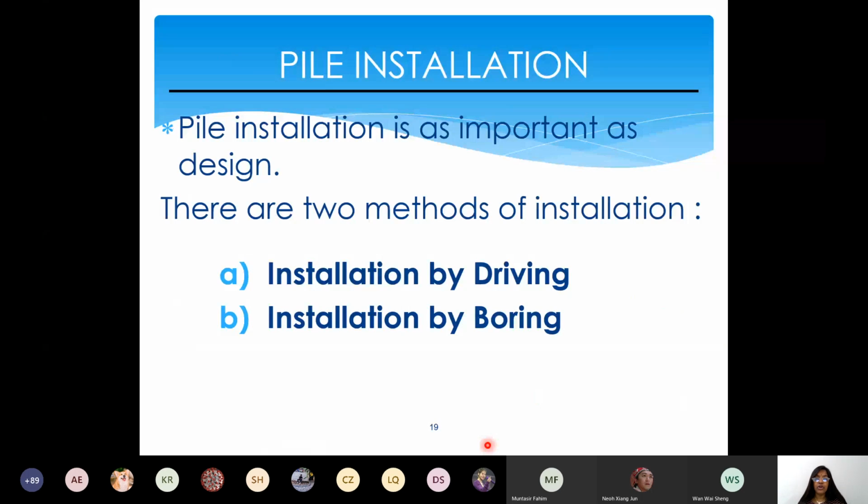Come on, let's understand about pile installation. There are two different types: installation by driving, and another one by boring. Please don't get confused, there are two different types.